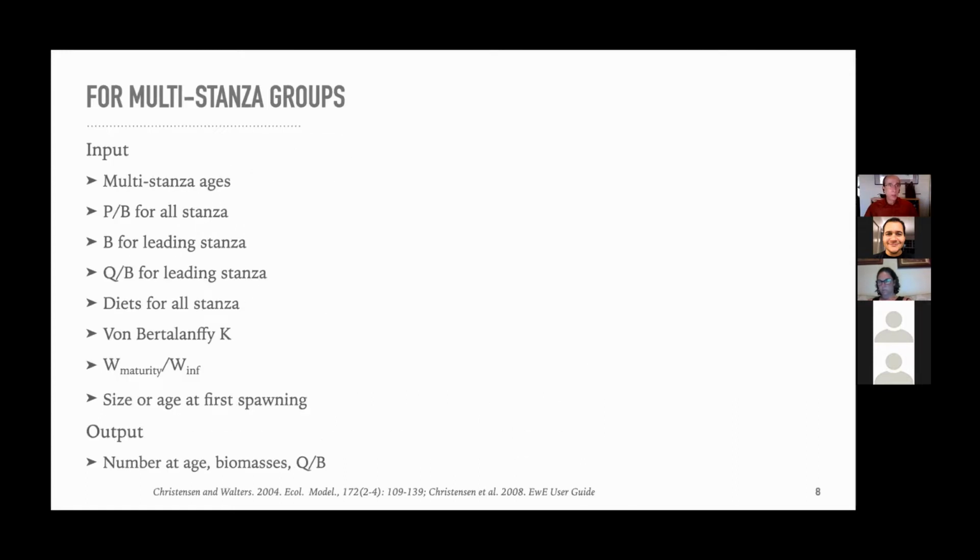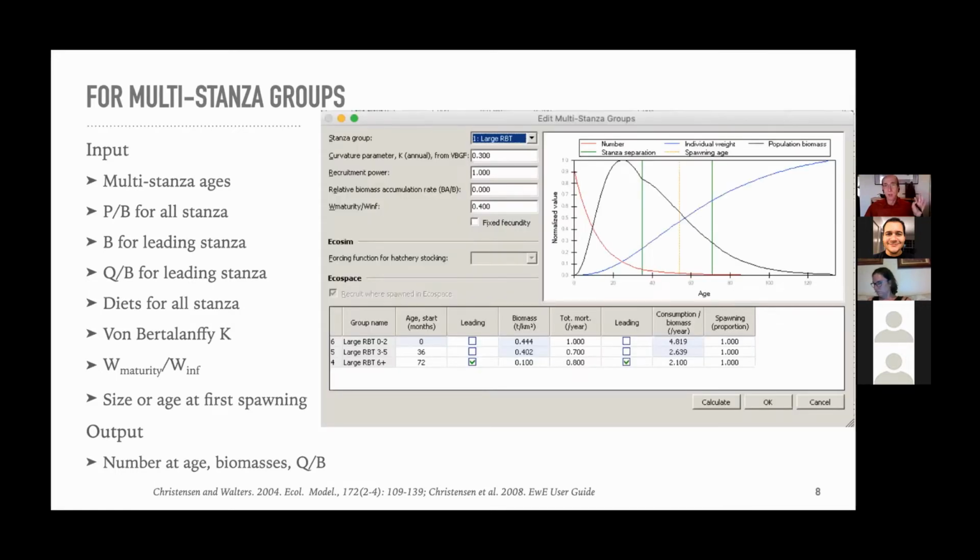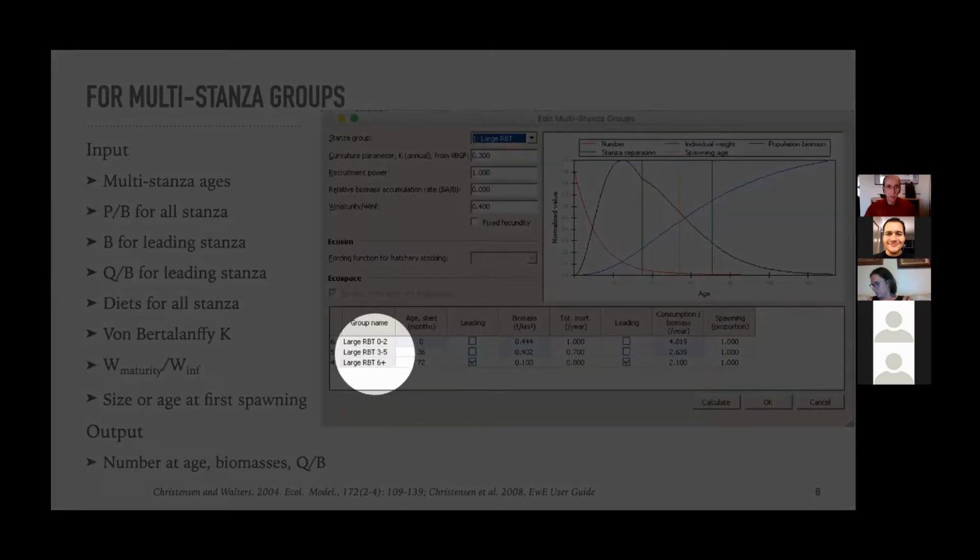For the multi-stanza groups, you need a bit more information. I don't really want to go into details about that now. We'll be looking at that once we get further into it. But you basically build the population dynamics models based on what you see here. In this case it's rainbow trout, LRBT, and you have 3 stages here, 0 to 2, 3 to 5, and 6 plus, which you define when you set up the model. These start at 0 months, and after 3 years, 36 months, they graduate to this group, and after 6 years, 72 months, they graduate to this group.